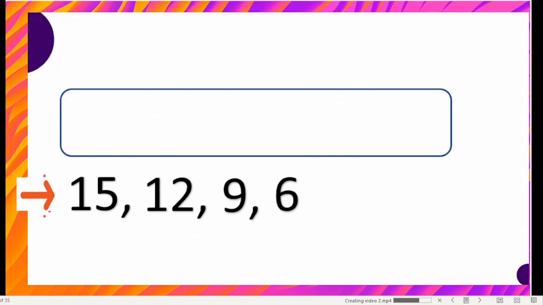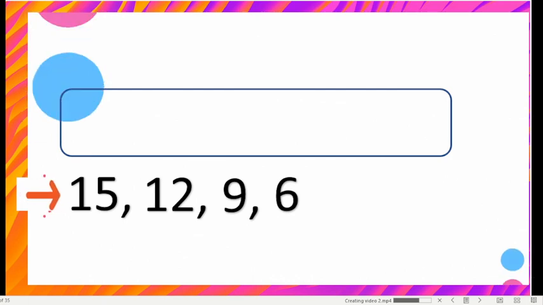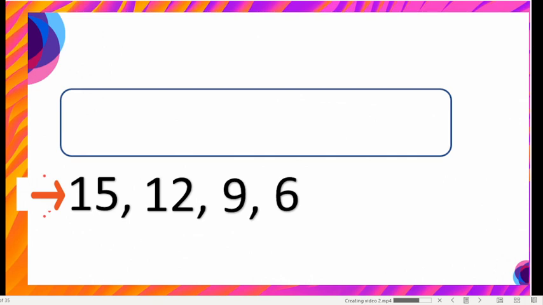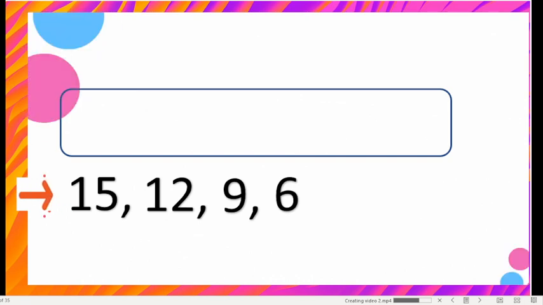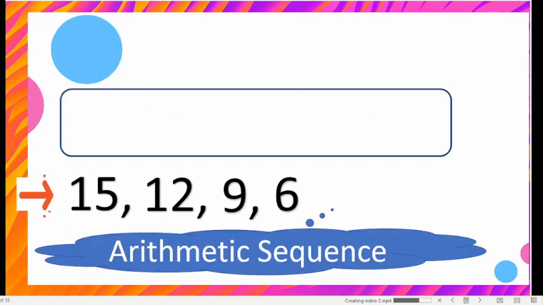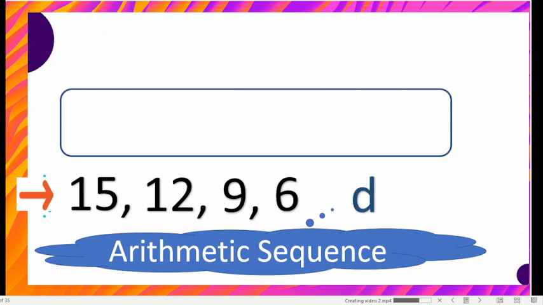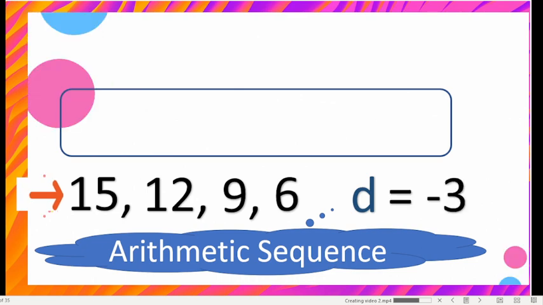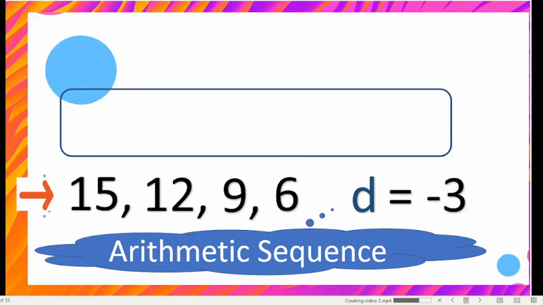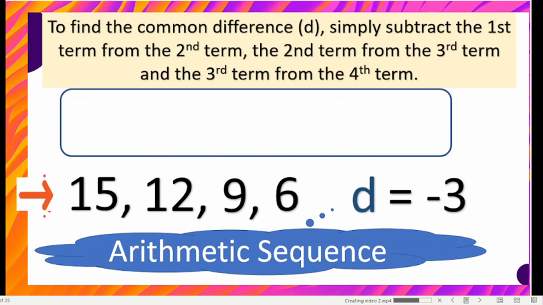Next, we have 15, 12, 9, and 6. What have you noticed about this set of numbers? Amazing! They are decreasing. If this is the case, this arithmetic sequence has a common difference which is negative, and that is negative 3. To find the common difference d, simply subtract the first term from the second term, the second term from the third term, and the third term from the fourth term.